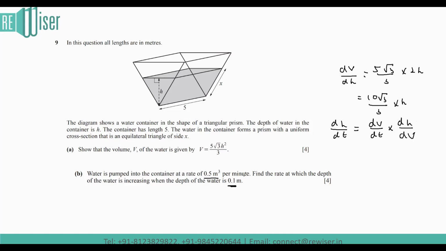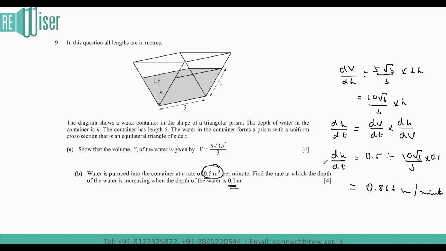Now the values that they have given: dV over dt is the rate of change of volume, which is 0.5, and the water is changing when the height is 0.1. So if I'm now finding dh over dt, this value is 0.5, and this is dV over dh, so that's just the reciprocal. We can say it's divided by 10 root 3 over 3, and the value of height we placed as 0.1, which is given in the question. So the rate at which it changes is 0.866 meters per minute. That's how the height of the water in the prism is changing.